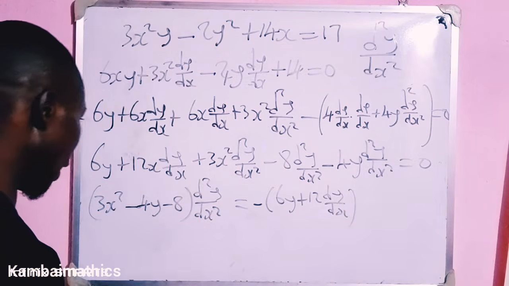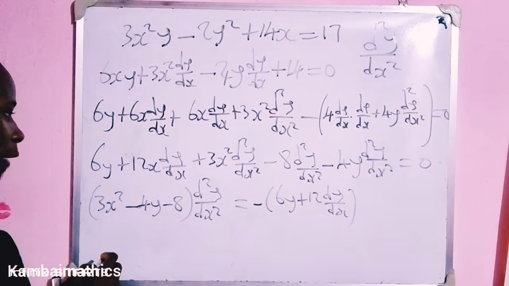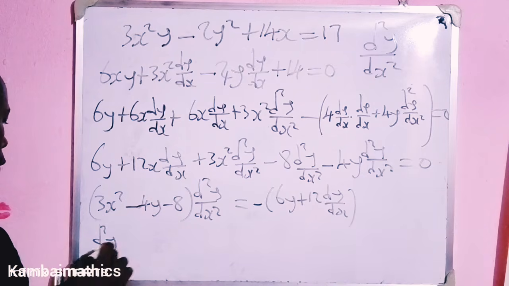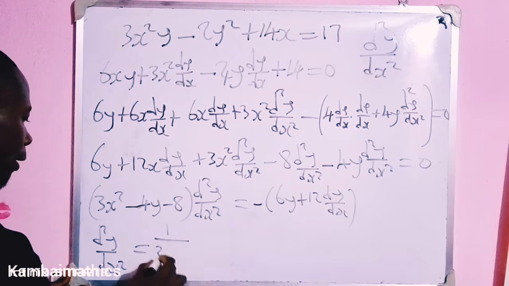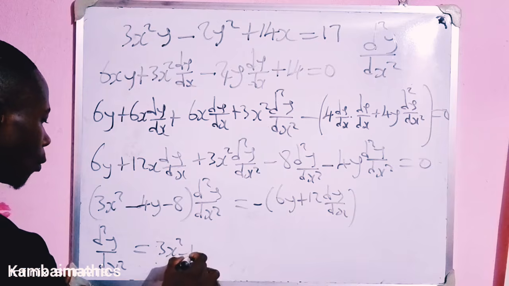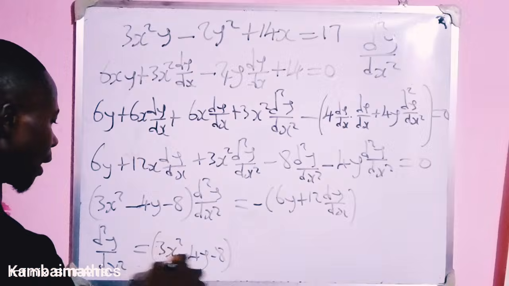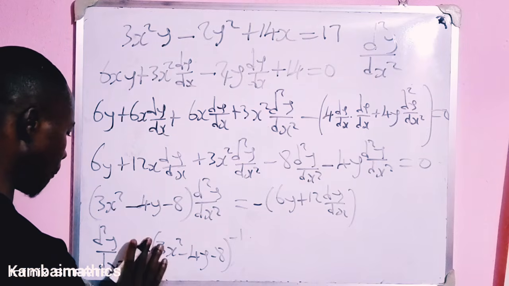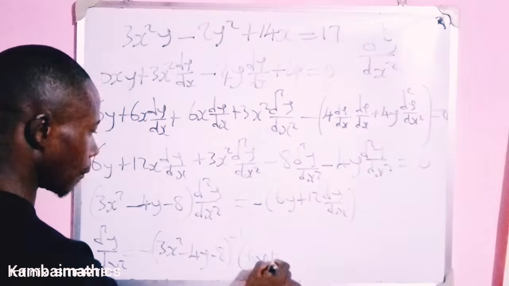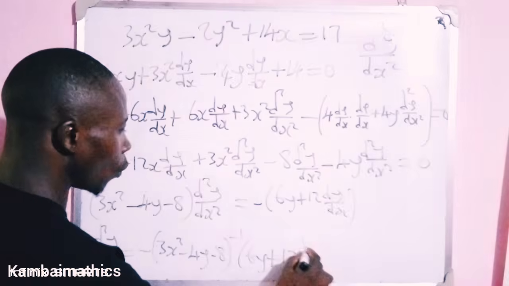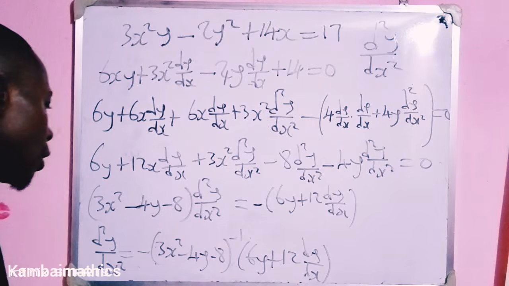So by the time that we divide both sides by this, we will have d²y all over dx² equals to 1 all over 3x² minus 4y minus 8, or let me put it this way, 3x² minus 4y minus 8 all in bracket to the power of minus 1 in bracket. There's a minus here, that is this minus. We have minus, open bracket, 6y plus 12 dy all over dx, close the bracket. So there are things that are common here, but there's no need for us to factor them.